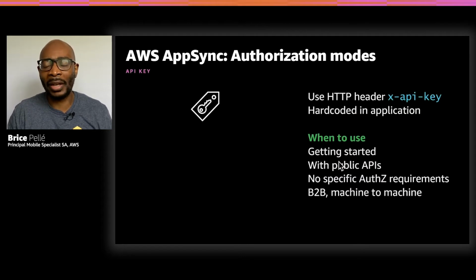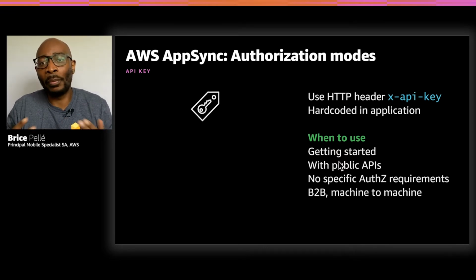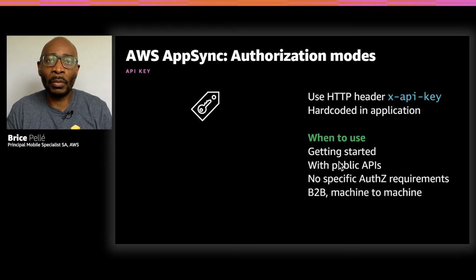The first mode that we'll look at is the API key. Now, this is a mode that allows you to simply specify a header in your AppSync request. The header is called x-api-key, and you provide the value of an API key that you've set up on your AppSync API. So you can go, for example, into the AppSync console, go into settings, and set up an API key. So this is a fairly simple but efficient mode to use when you're getting started. Maybe you're just getting started with AppSync and you're building out a demo. This is a great mode to use.